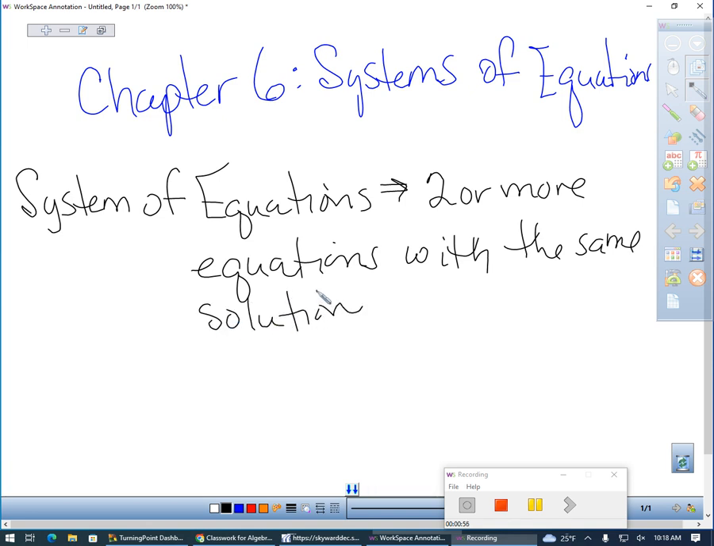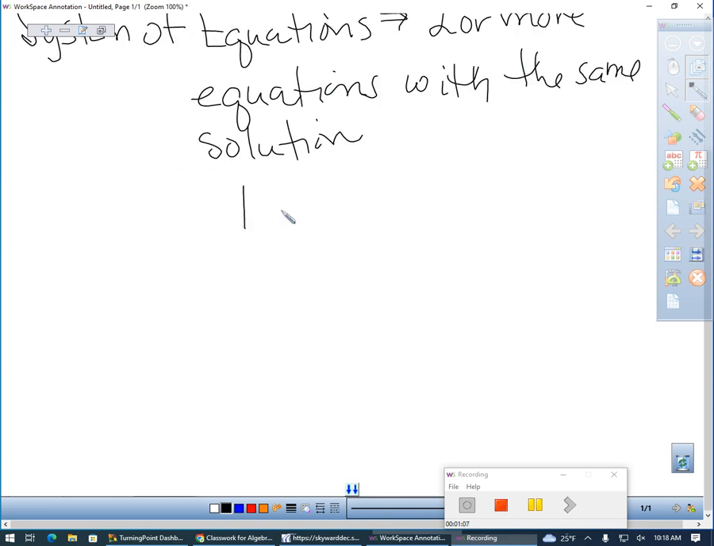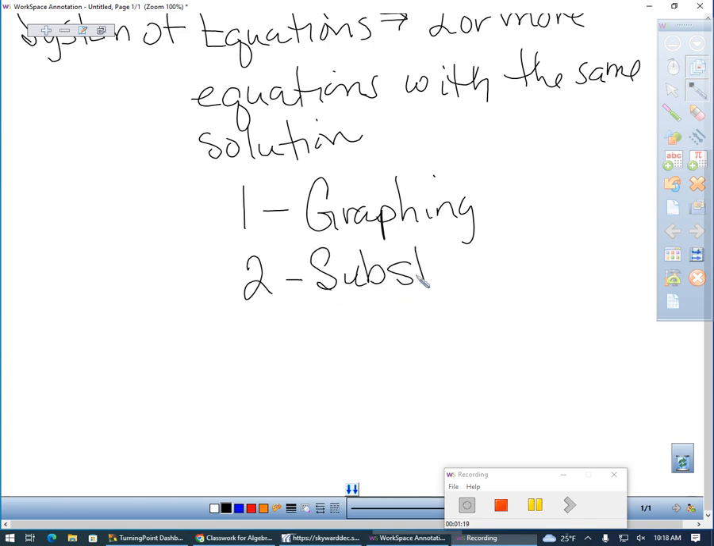Now, there are three different ways that we can solve these systems, and I want to talk about those. So the first way we can solve a system is by graphing, hence the graph stickies you have on your desk. Way number 2 is by what they call substitution. The third method is what they call elimination.